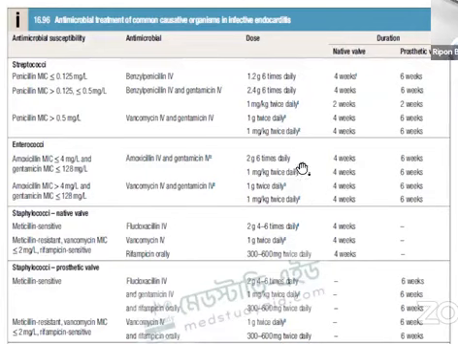But we should remember that these are the proposed preferred therapy, and we should choose our antibiotic according to our local epidemiology of organism and the local antibiogram.